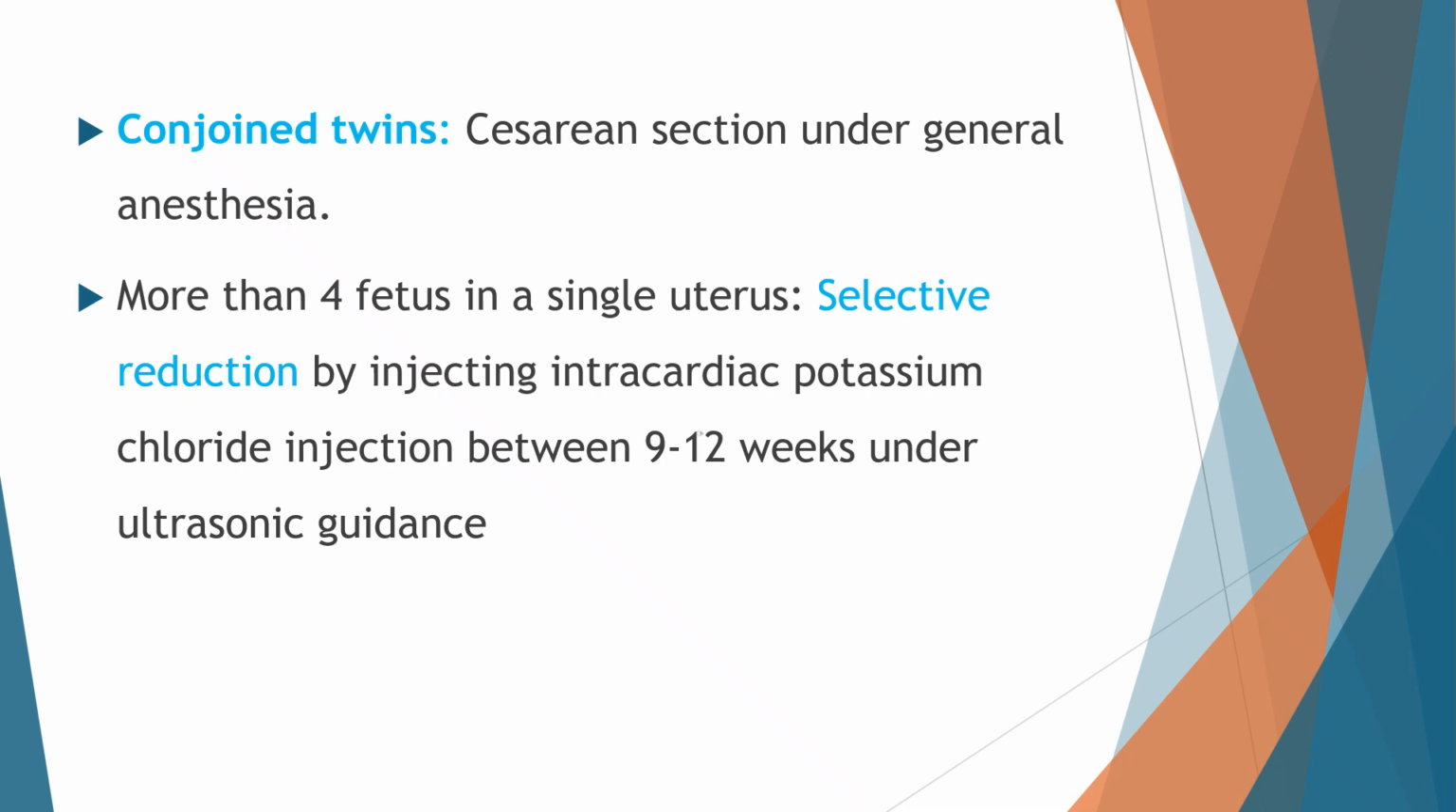When there are more than 4 fetuses growing in a single uterus, the pregnancy carries a very high risk for both the mother and the babies. To reduce these risks, a procedure called selective reduction may be advised. This is usually done between 9 and 12 weeks of pregnancy, where 1 or more fetuses are reduced by injecting potassium chloride directly into the fetal heart under ultrasound guidance. This helps improve the chances of survival and healthier outcomes for the remaining fetuses.